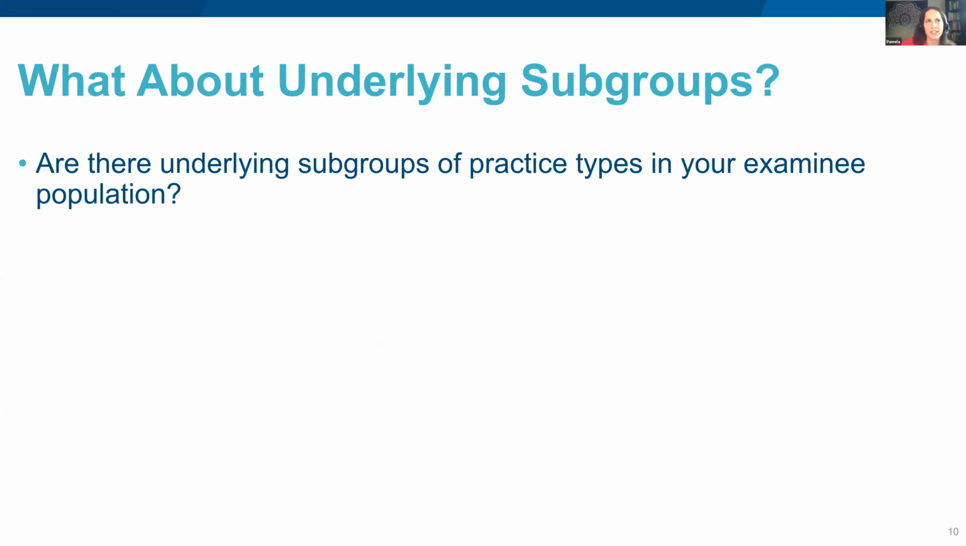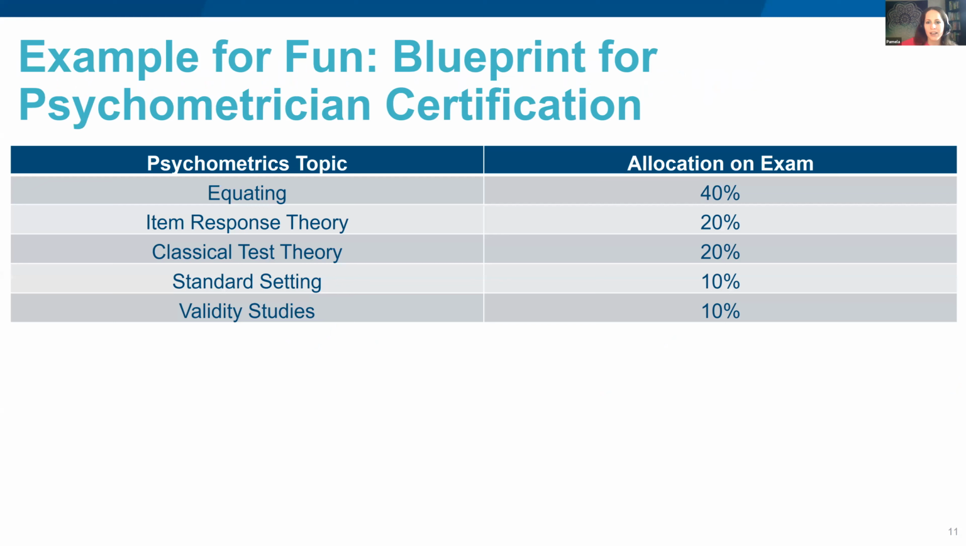which is what about underlying subgroups? So if you have underlying subgroups of practice types in your examining population, what kind of implications might that have on your blueprint development? So I'm going to go through a little fun example here. Now, this is all fake data. I made this up, so this is not based on any sort of data collection, just an example to sort of illustrate for you the concept that we are interested in looking into.